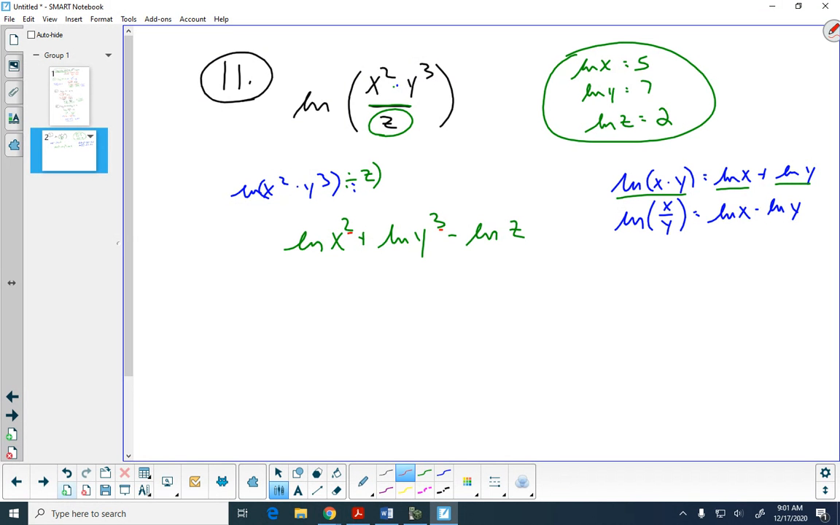Okay, our next thing is to get rid of these exponents here, the 2 and the 3. Jordan, what can we do with these exponents, the 2 and the 3? What do we do with them? Bring them to the front. Bring them to the front. So these come out front. So we have 2 times the ln of x plus 3 times the ln of y minus the ln of z.